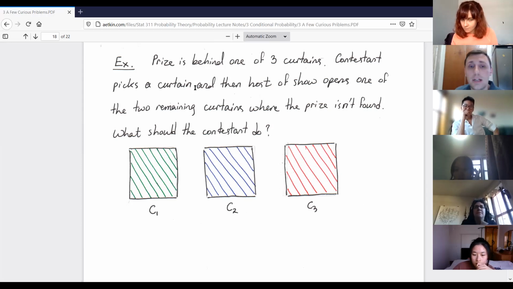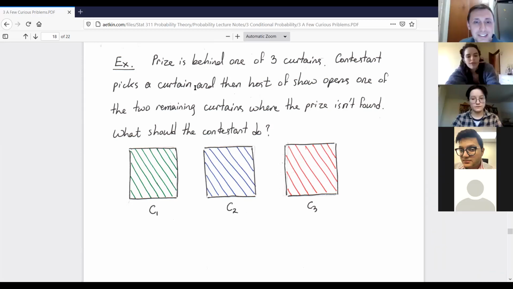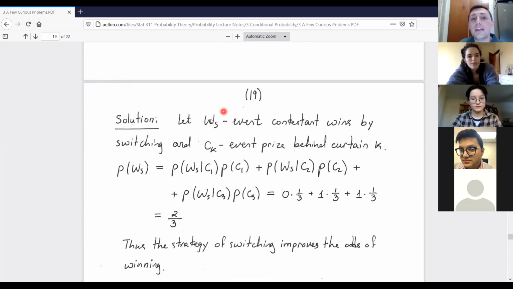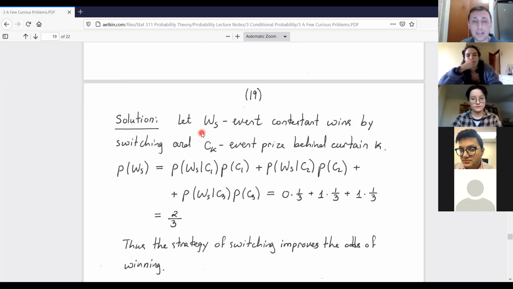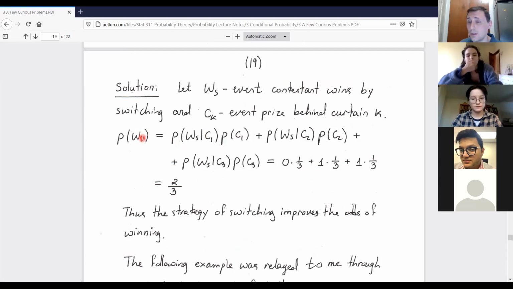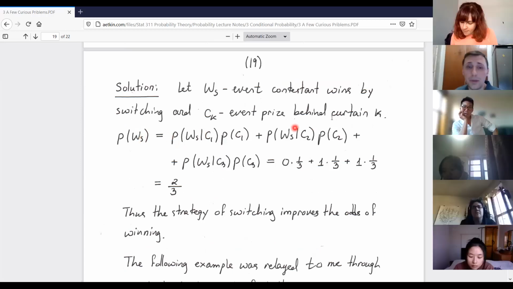Now, why is that the better strategy? Let's say that W sub S is the event that the contestant wins if the contestant employs the strategy of switching to the offered curtain. And the other strategy, of course, the complementary strategy, is staying with the original choice. So because we have 2 decisions to make, we either have a strategy of switching or a strategy of staying.